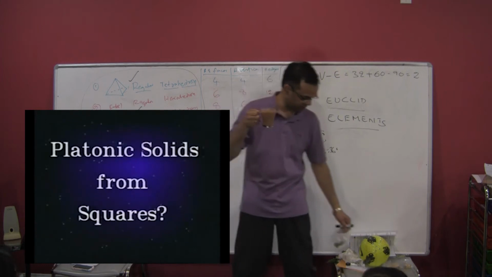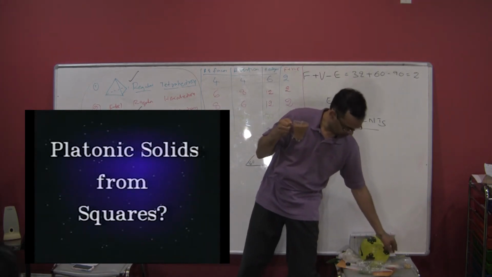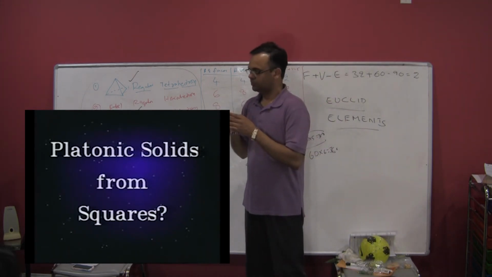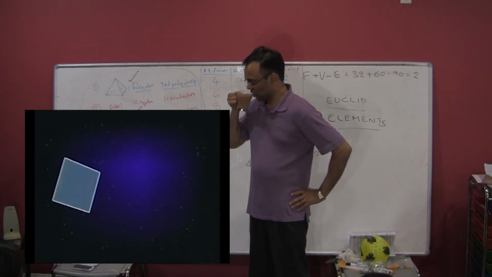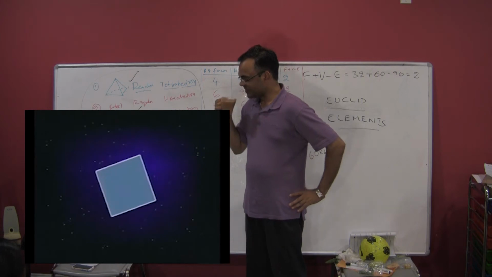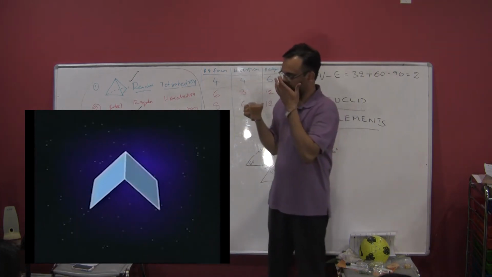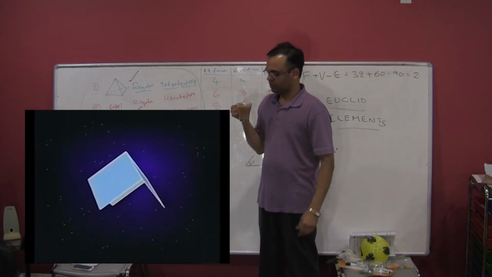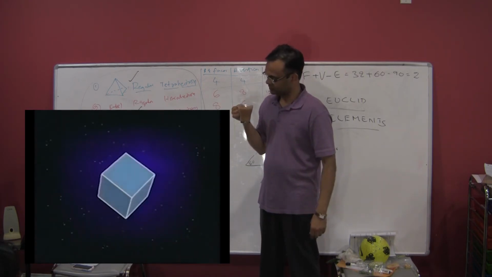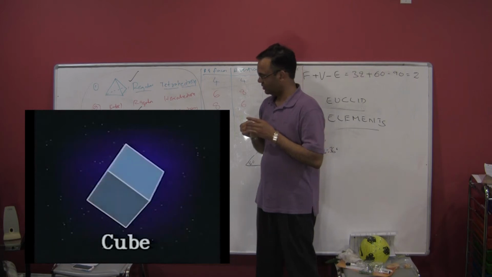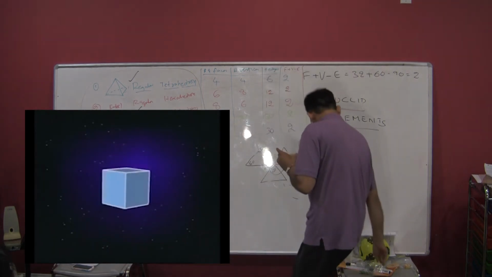Now let's take the squares. The next simplest regular polygon is a square. 3 congruent squares can join to form a right-angled corner. Right? Because the 90-degree corner times 3 is 270, less than 360. 2 of these corners can be joined to make a cube.